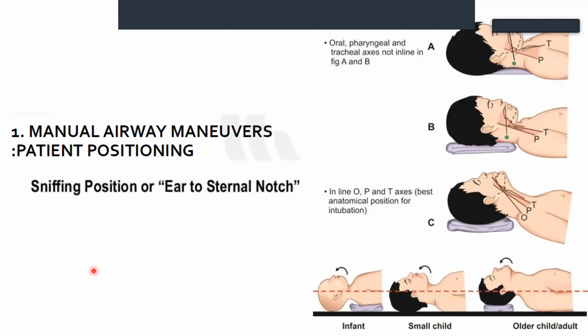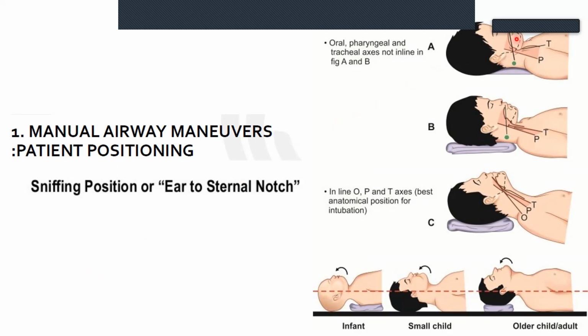So we always heard about sniffing position, but what is sniffing position? Sniffing position is to achieve the alignment between the oral, the pharyngeal, and also the tracheal axis. In a patient that is unconscious, usually in the supine position, all the alignment is misaligned, not in one parallel pathway.